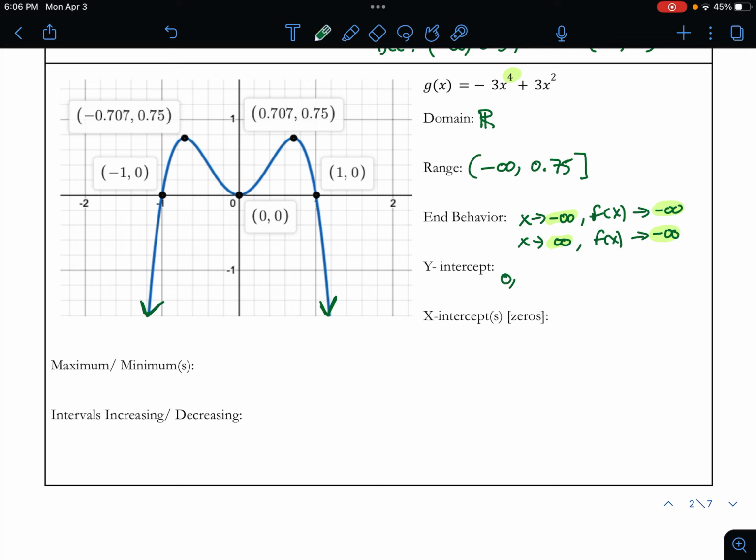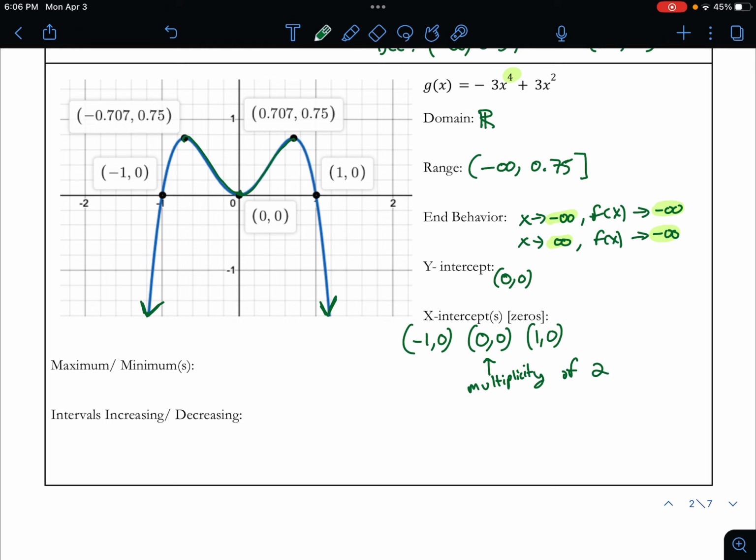Y-intercept of this function is 0, 0. The x-intercepts are negative 1, 0. We have 0, 0, and we have 1, 0. And one thing I'm going to add here, we will cover this a little later in the video, but this is going to have a multiplicity of 2. And I can tell that because this graph bounces off the axis there. And we'll look at that a little bit more later on, but that tells me there's a multiplicity of 2 because it doesn't actually cross the x-axis.